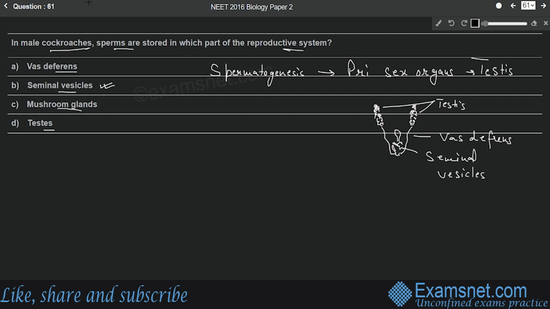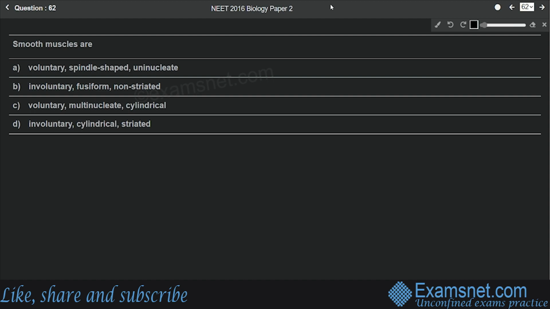Now when the sperms reach the seminal vesicles, these are stored here till they are ejaculated outside. Okay, so storage takes place in the seminal vesicles. Therefore option B will be the correct answer.